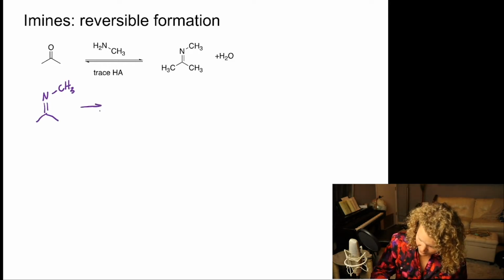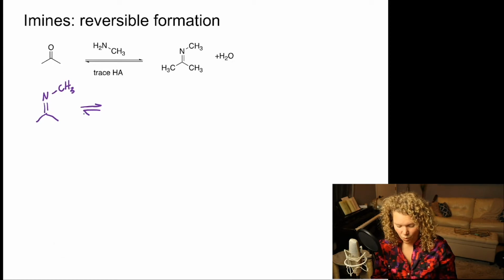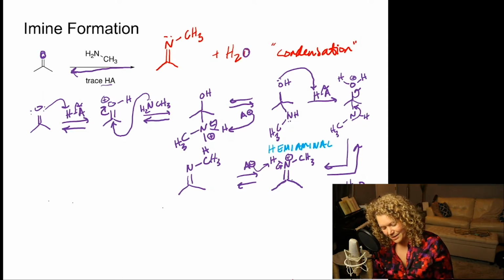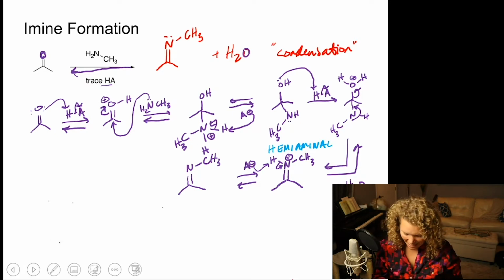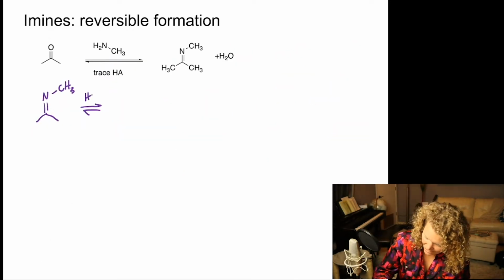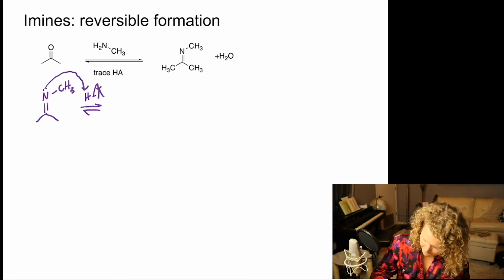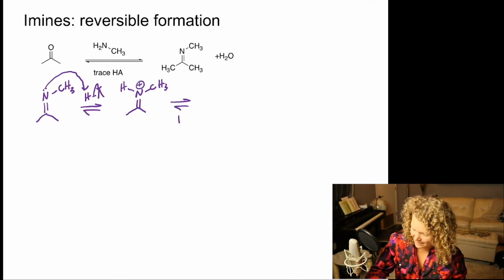Now, the first step of this is going to be the last step of our forward reaction. And the last step here, it was deprotonation. So we need to do the opposite here. We're going to use HA, and we're going to simply protonate our imine. And the next step, we had lost water. So what we're going to do now is we're going to add water back in.